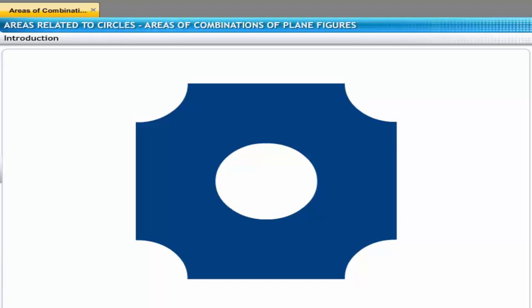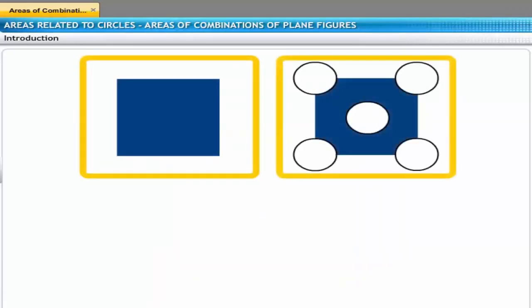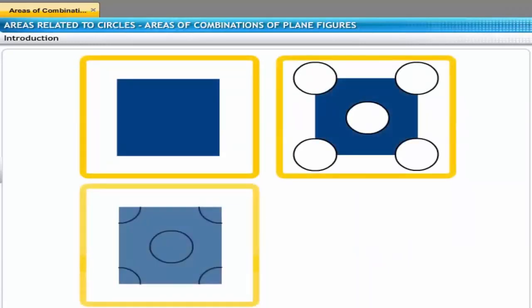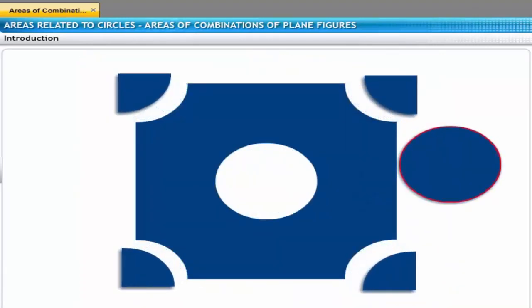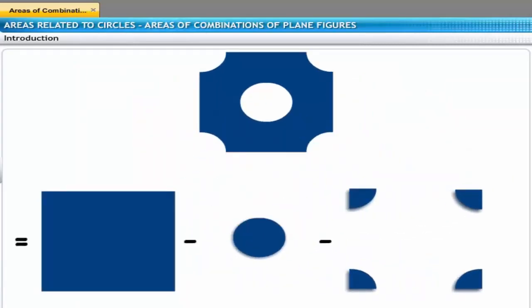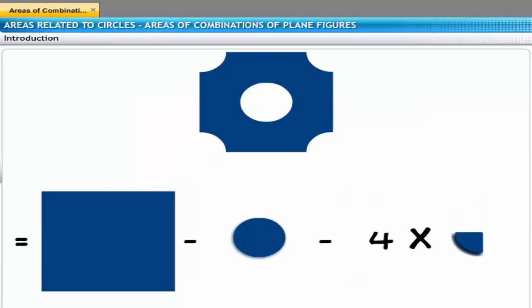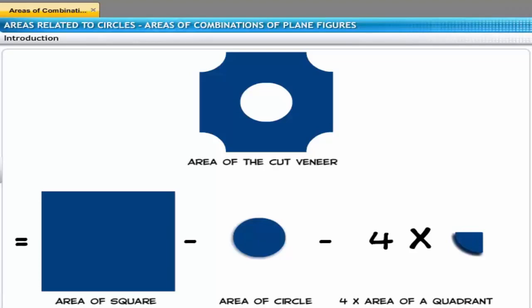Here's a recap of what Sam did. He took a blue square veneer, marked a circular shape in the center, and 4 quadrants on the corners. Then he cut the marked portions. If Sam wants to find the area of this shape, he simply has to subtract the area of the cut portions from the total area. In this case, the cut portions are a circle and 4 quadrants of a circle. That is, the area of the square minus the area of the circle minus the area of the 4 quadrants.